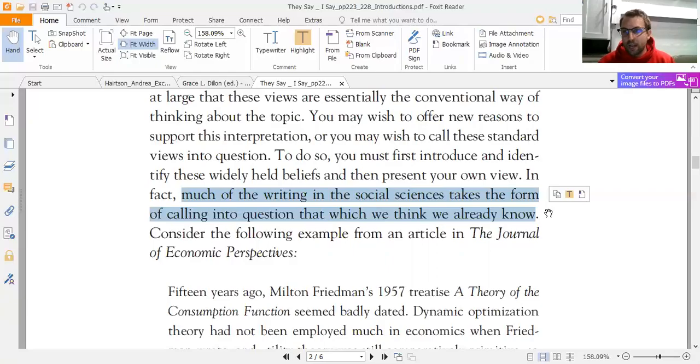And so as you draft these first pieces, this is the process by which you are examining what you think, right? You are calling into question what other people think and what you think. What did you bring to bear on this?